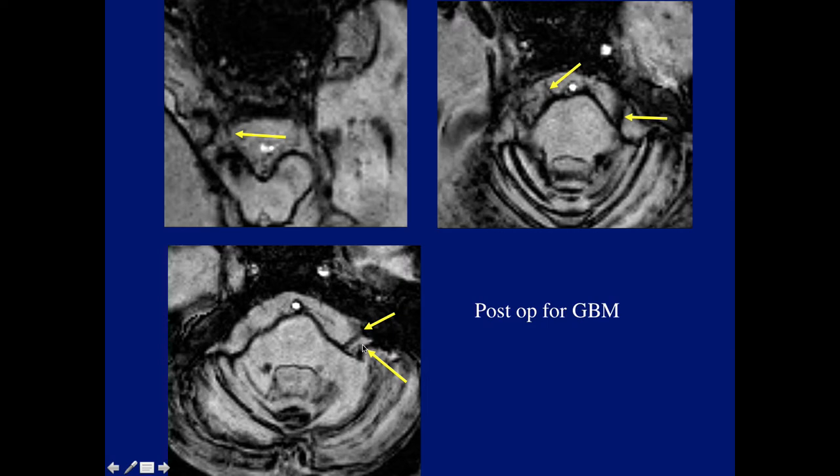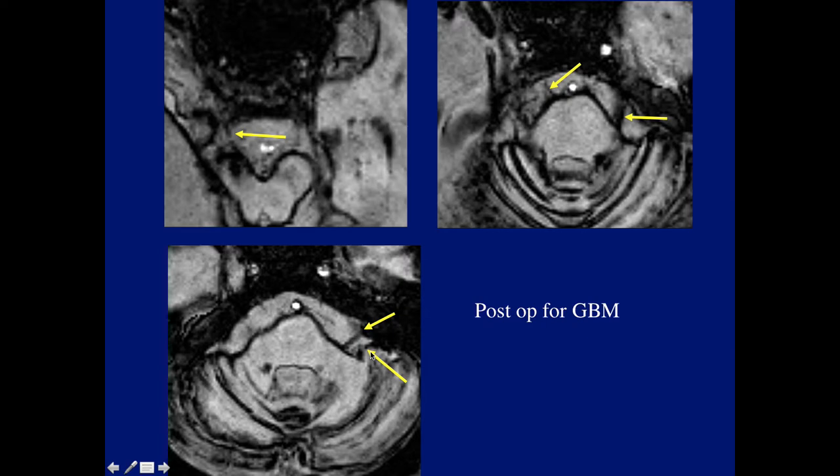And of course, every time I have to show hemosiderosis, this was post-op for a GBM, and again, the 5th nerve, the 6th nerve, the 3rd nerve, and of course, here's the 7th nerve and the 8th nerve, all covered with hemosiderin because of the extensive bleeding.